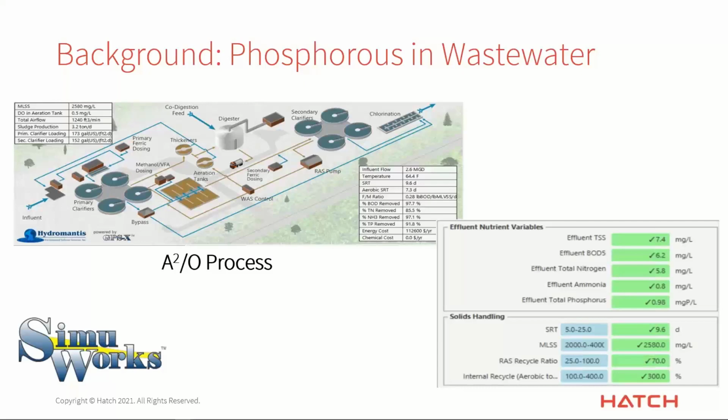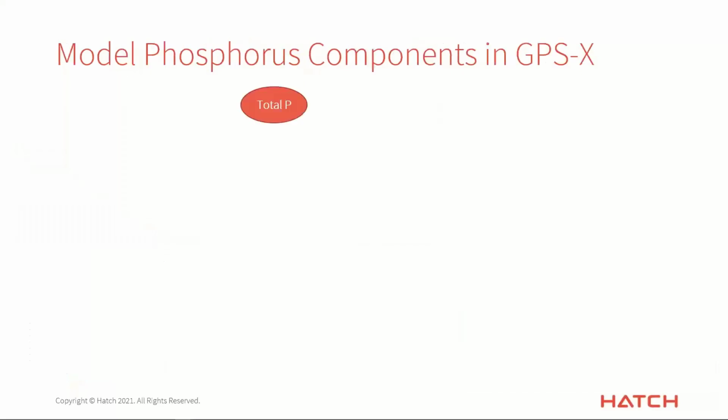And so we want to be able to use a model to be able to predict that kind of performance, as we do here in our SimuWorks training simulator, understanding how various tank sizes and loadings and recycle rates and internal mixed liquor recycle rates are important to that process. So to be able to explain how we model it, I wanted to start with talking about the phosphorus components as GPS-X sees them, as our biological models see them.